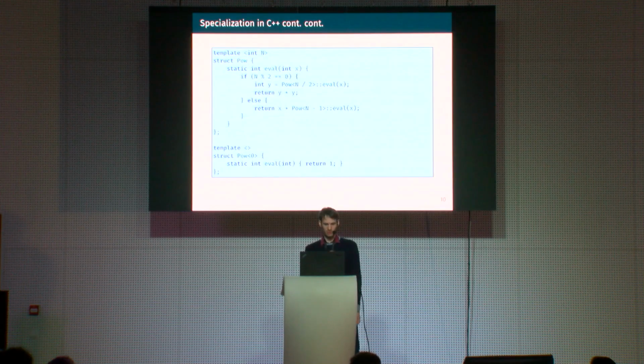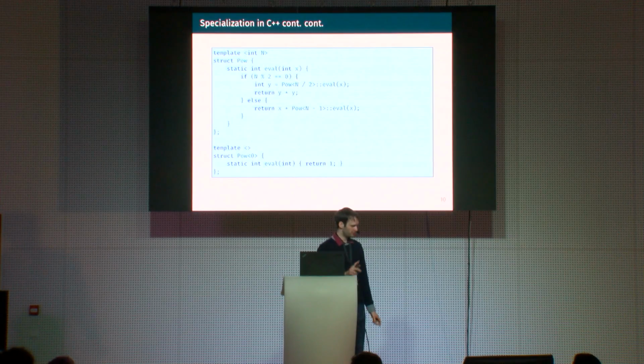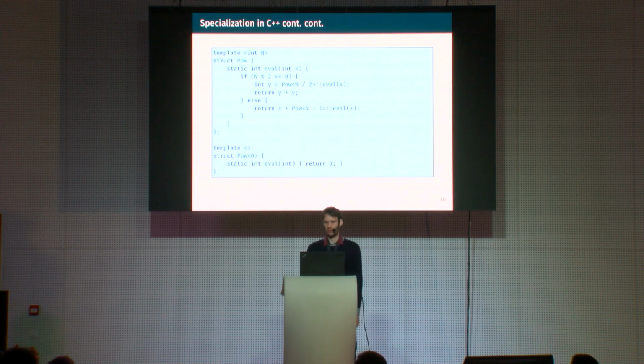So what you end up doing in C++ is something like this. You create a data structure called power, and then you use template specialization to do that. With the base case being 0, you just return the value 1, which is at the bottom. And at the top, you have the general case, which is the recursive case when the exponent is not 0. And so here it works.